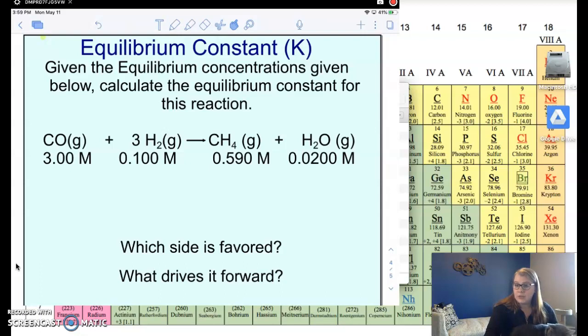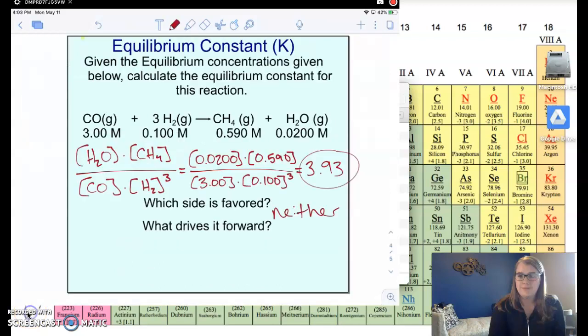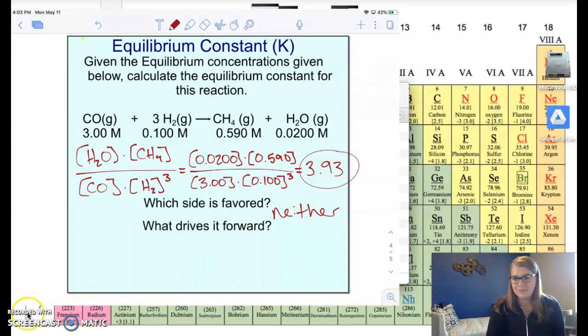So for this one, I want you to write the K expression like we've been doing, and then I actually gave you numbers. So write the K expression, then plug in the numbers and solve for K yourself and see what you get for an answer. All right, so I've got my K expression right here, products over reactants. I plugged in my values right here, and I got an answer of 3.93, which is in the middle, so that's why neither is favored in this case.